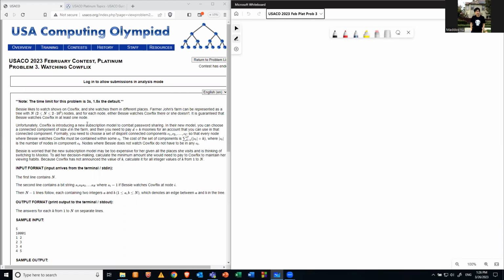Farmer John has a farm which looks like a tree, and you can divide that tree into certain disjoint connected components. Then you count the money that you will pay for each disjoint component as the size of that component plus a constant k. Okay?